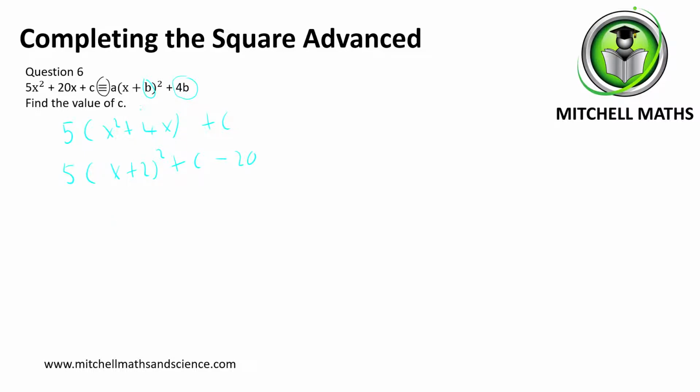Now I can see from this that b is equal to 2. Therefore, I know that 4b would be equal to, well, 2 times 4 is 8. So 4b would equal 8. That means that this term at the end here, c minus 20, is going to be equal to 8, because you can see that that term is going to be equivalent to that term at the end there. Therefore, c minus 20 equals 8. I'm going to add 20 onto both sides, and I'll get c equals 28.